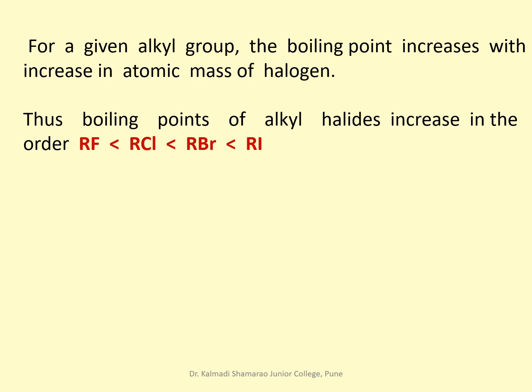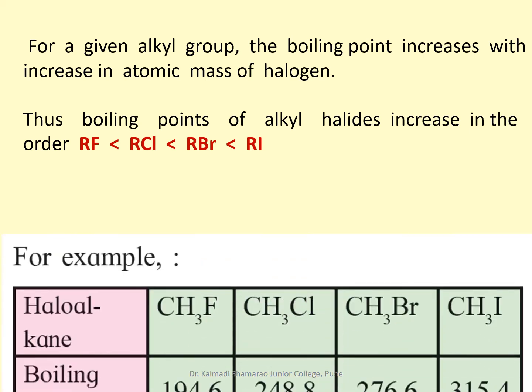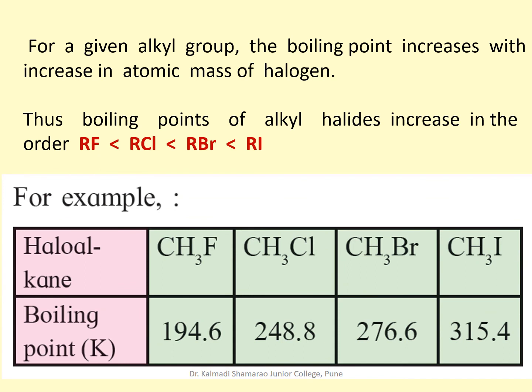Now let us see the case of alkyl halides with different halogen atoms but same alkyl group. For a given alkyl group, the boiling point increases with increase in atomic mass of halogen. Thus, boiling points of alkyl halides increase in the following order. For example, you can see in the table that boiling point of methyl fluoride is the lowest and boiling point of methyl iodide is the highest.